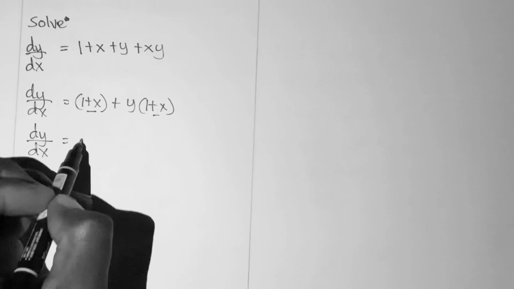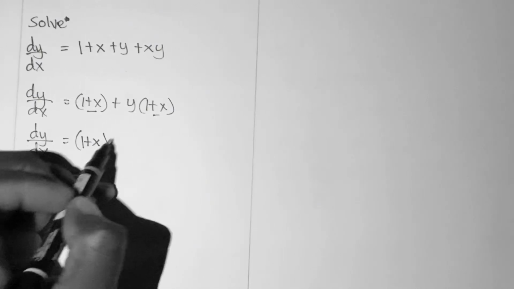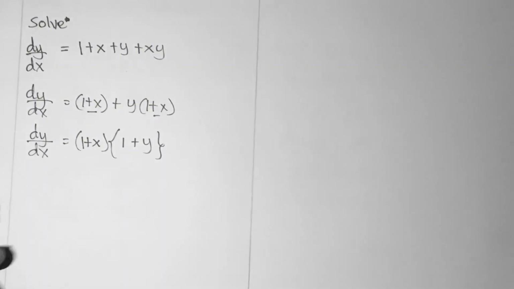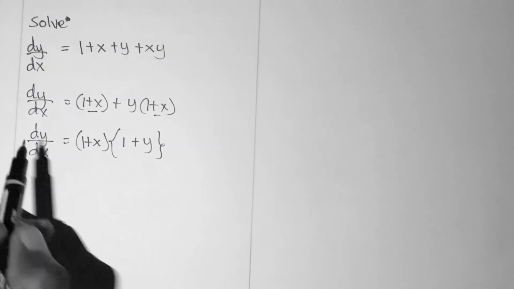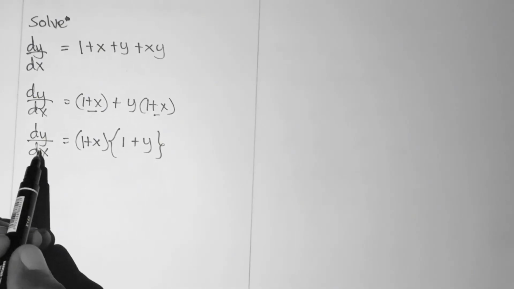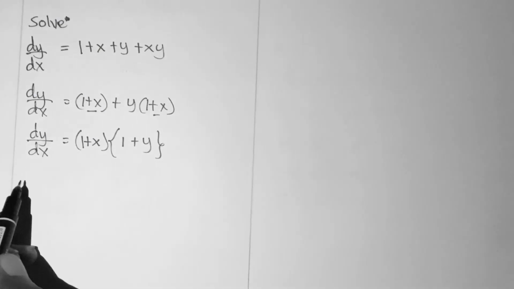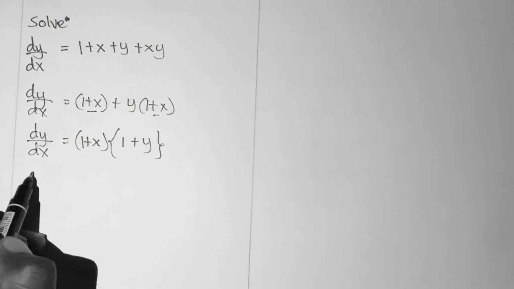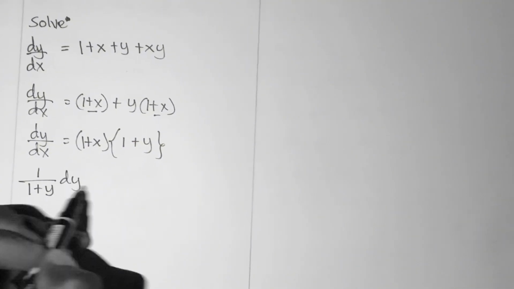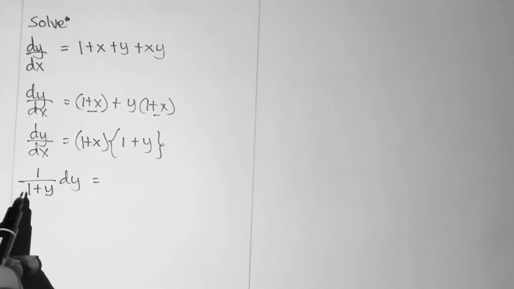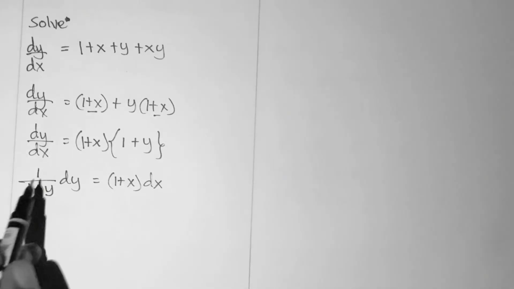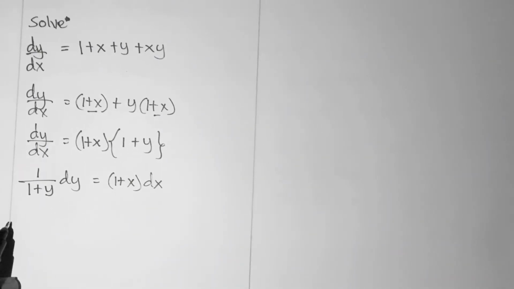So this becomes (1 plus x). Then let's open a bracket. Here is left with 1 plus y. So what we can do is that, you see that here is the y, here is 1 plus y, here is 1 plus x, and here is dx. So we can divide through by 1 plus y. So 1 divided by (1 plus y) dy is equal to, then let's multiply through by dx, (1 plus x) dx. So we can go ahead and then integrate.